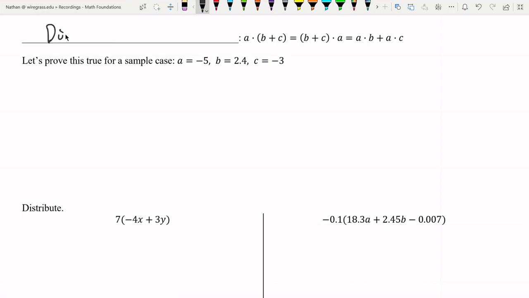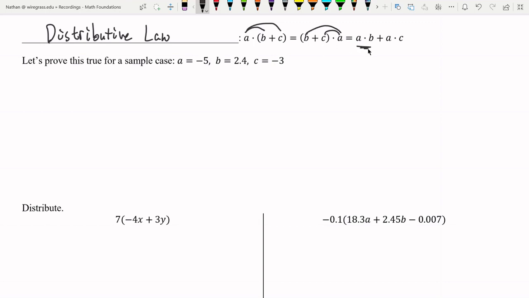The distributive law says that we can distribute something that's multiplying two things adding together. So this can distribute into here like this. We're going to multiply each of these terms by a. This works as well if a is on the other side. It still distributes into the addition.